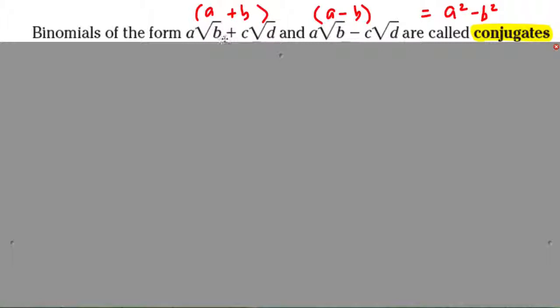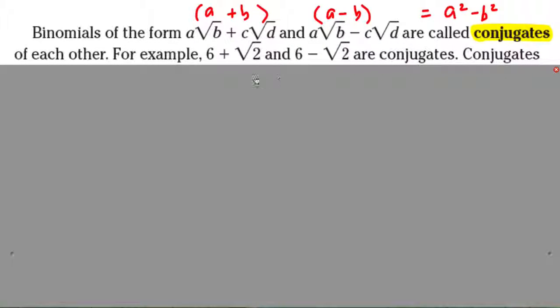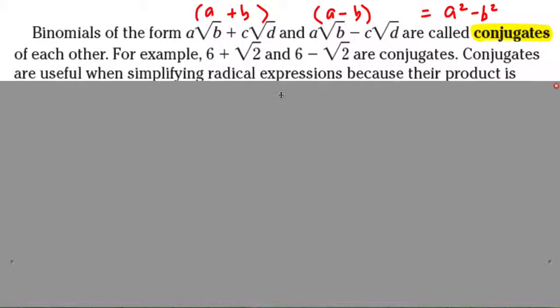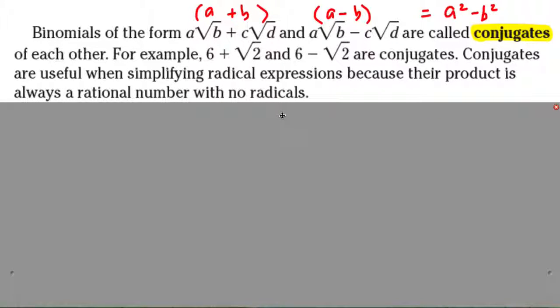So a radical b plus c radical d and a radical b minus c radical d are called conjugates because of our difference of squares. For example, 6 plus radical 2 and 6 minus radical 2 are called conjugates. Okay, conjugates are useful when simplifying radical expressions because their product, okay, is always a rational number with no radicals. That's the reason why we do this, is because once we get the product of the conjugates, okay, it's always a rational number with no radicals.